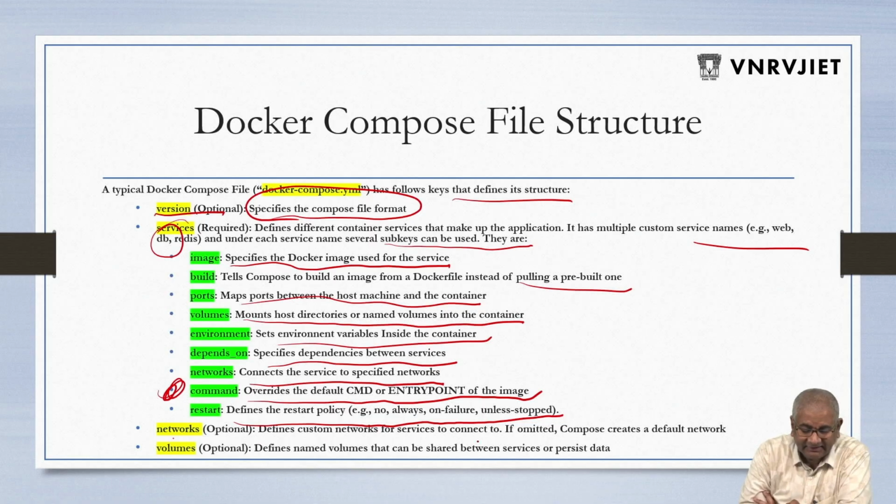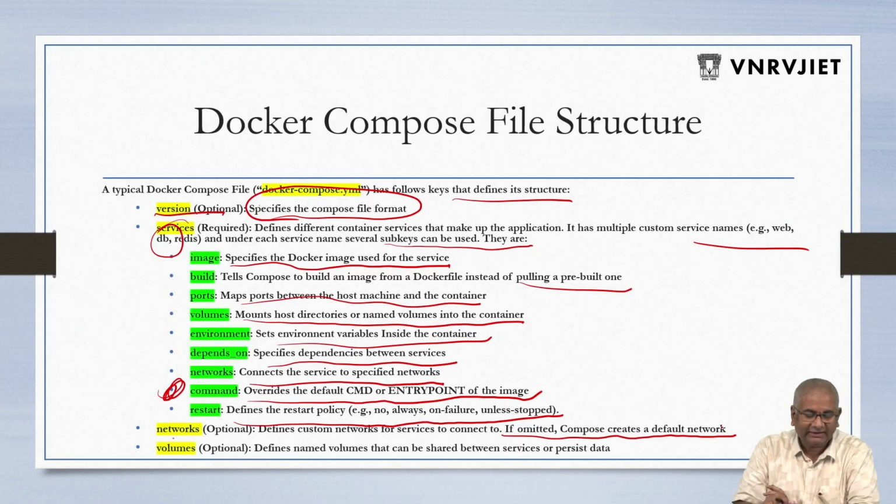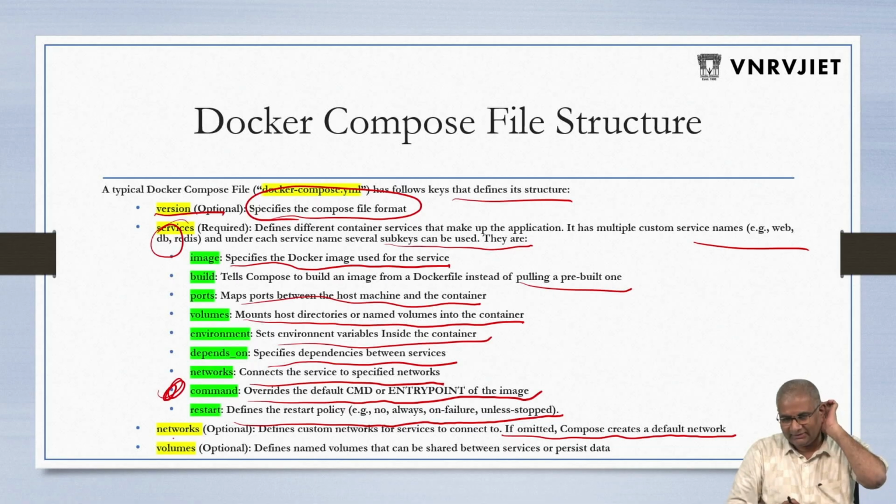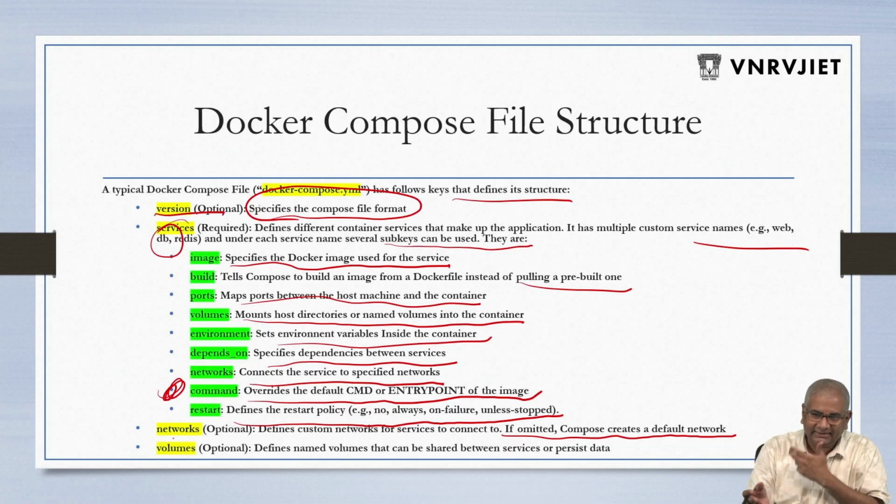Networks define custom networks for services to connect to. If omitted, Compose creates a default network. So under networks, you create your own name and specify some network, and it will bind everything into the network. It really works well. You do a little and it does a lot of stuff, right?